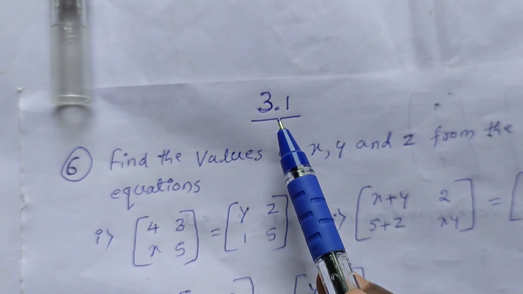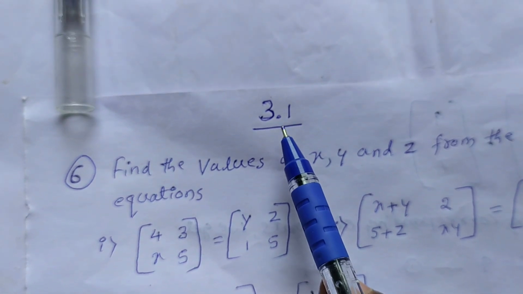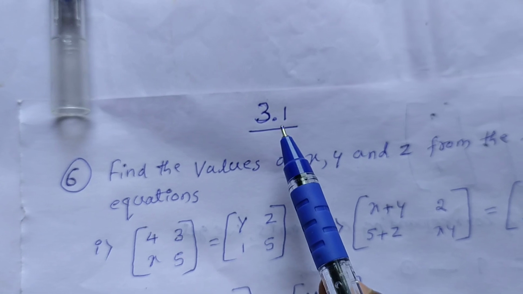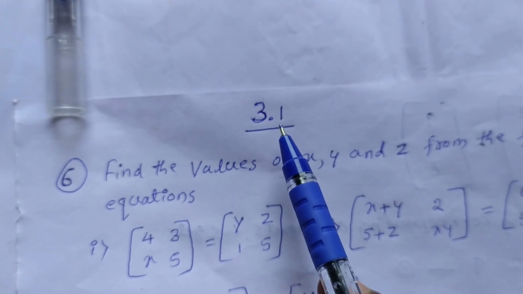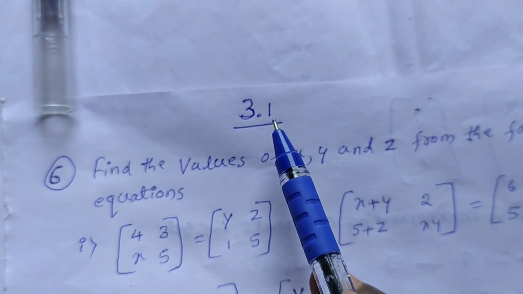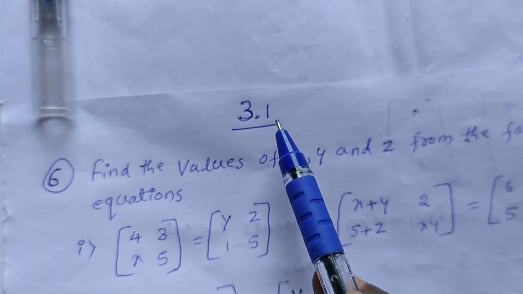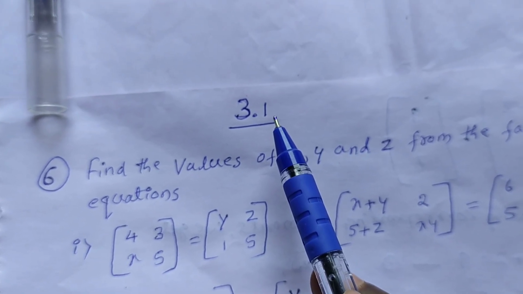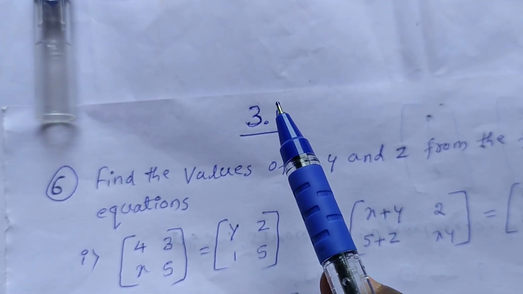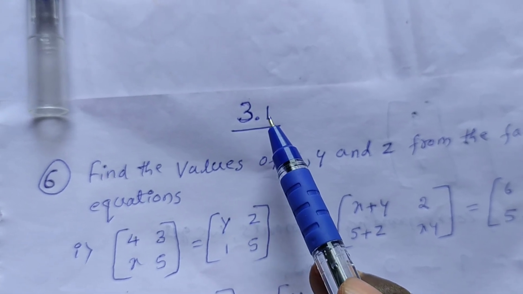Students, in previous videos, we discussed the different types of matrices like column matrix, row matrix, square matrix, diagonal matrix, scalar matrix, identity matrix, and zero matrix. We also discussed equality of matrices. Now in this video, I am going to solve the remaining examples belonging to exercise 3.1.